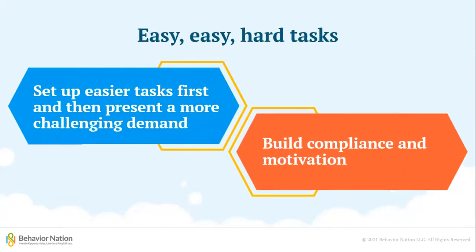Another proactive strategy you can use is easy, easy, hard. What this means is that you will present easier tasks or demands before placing a more challenging or less preferred demand or instruction. In this way, you will work to build compliance with your child and motivation. For example, if you are asking your child to clean up an activity, you could start by having them give you a high five. Then, perhaps tell them to place one item in the box. You can reinforce them for each time they follow through with the demand that you placed. Then, place a more challenging task. Time to clean everything up.